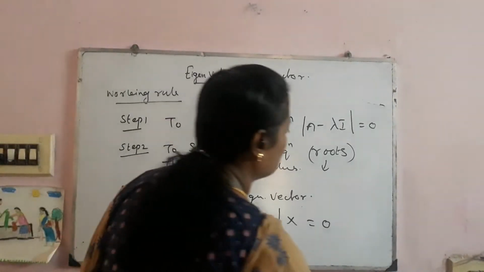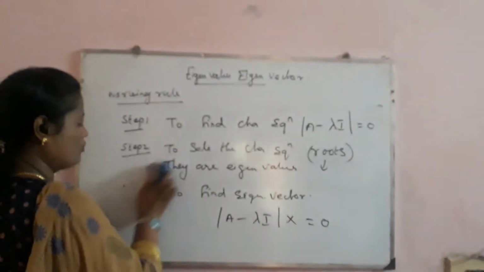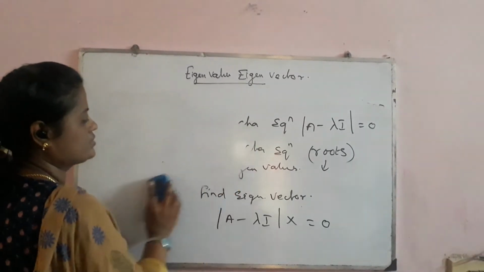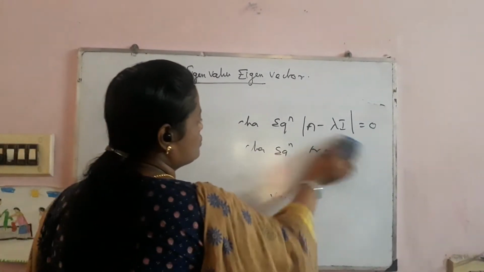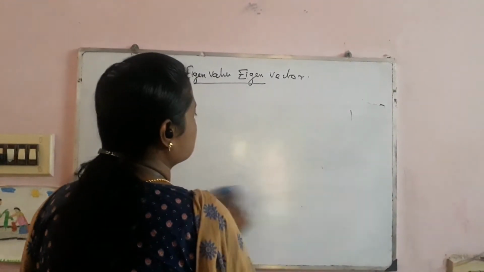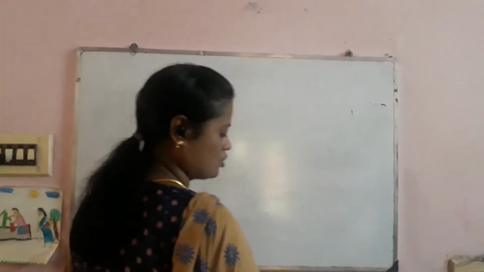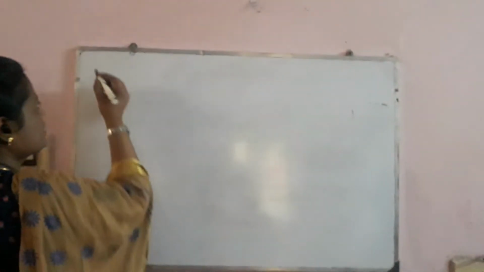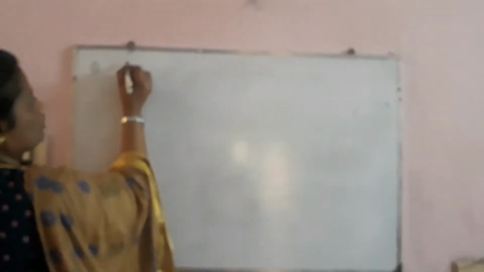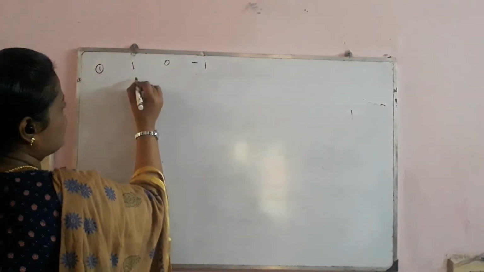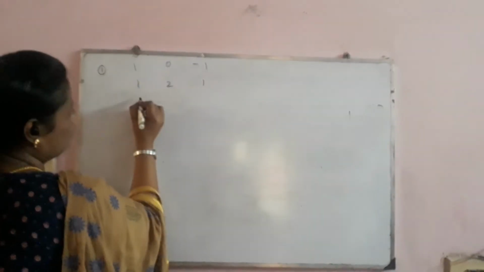Now we'll see, using this, how to find eigenvalue and eigenvector for a 3 cross 3 matrix. The heading is non-symmetric matrix, non-repeated eigenvalues. The first problem: find the eigenvalue and eigenvector of the matrix 1, 0, minus 1, 1, 2, 1, 2, 2, 3.